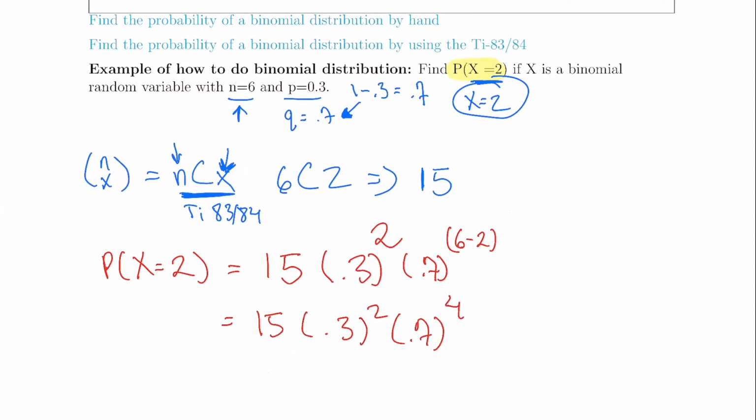So if you look at it, it's telling us we want 4 failures, but we want 2 successes. And if you do 2 plus 4, that should give you 6. So those 2 exponents should always add up to your n value, because however many successes plus however many failures you want should add up to n. All right, so any questions? I got 15 times 0.3 to the second power times 0.7 to the fourth power.